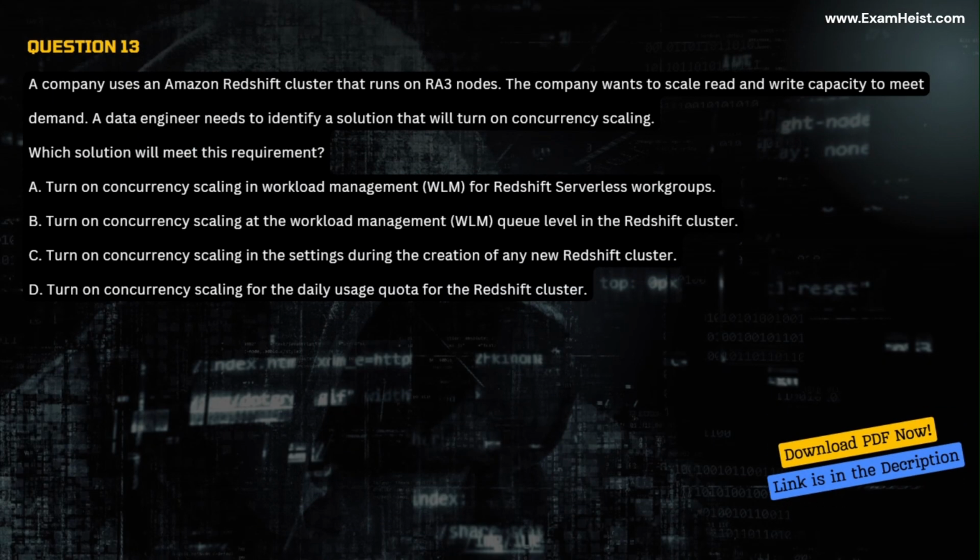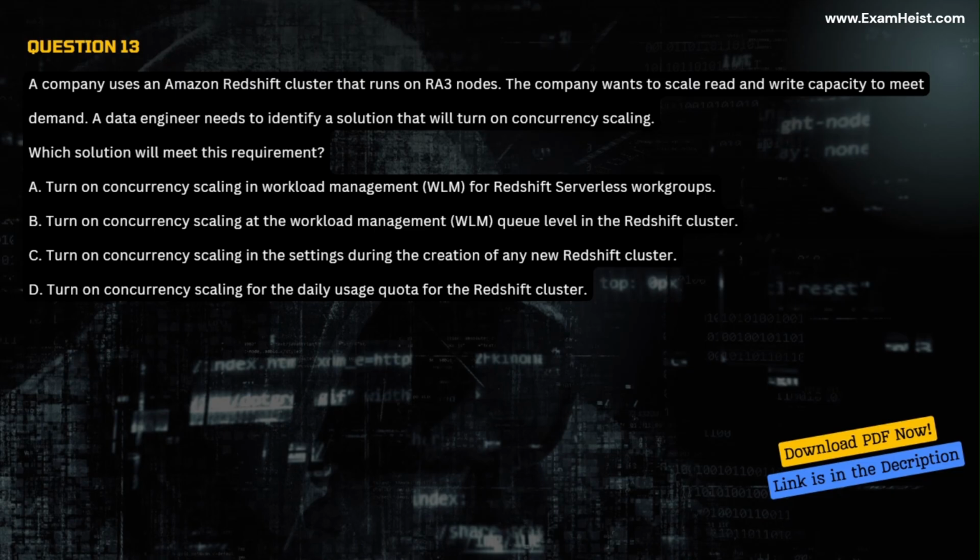Question 13. A company uses an Amazon Redshift cluster that runs on RA3 nodes. The company wants to scale read and write capacity to meet demand. A data engineer needs to identify a solution that will turn on concurrency scaling. Which solution will meet this requirement?